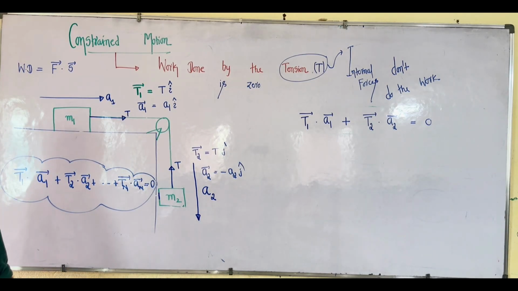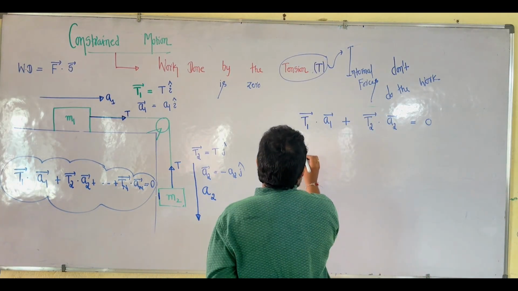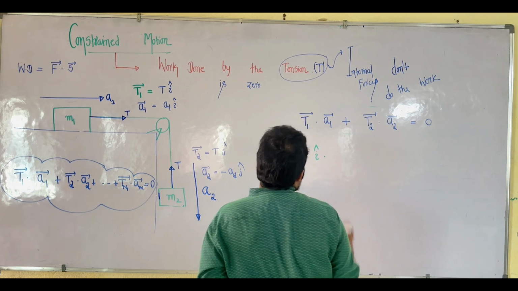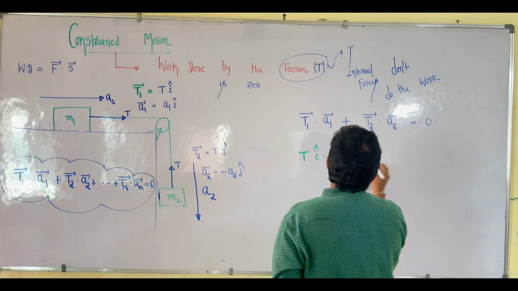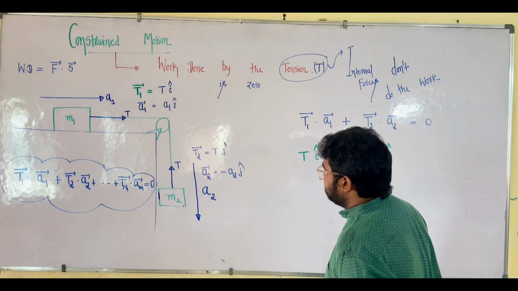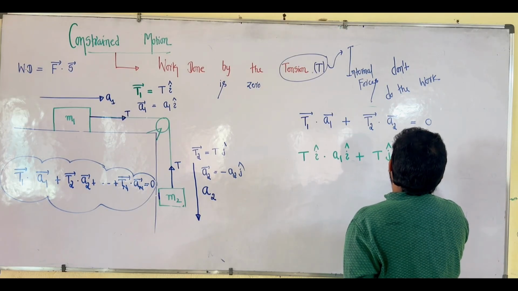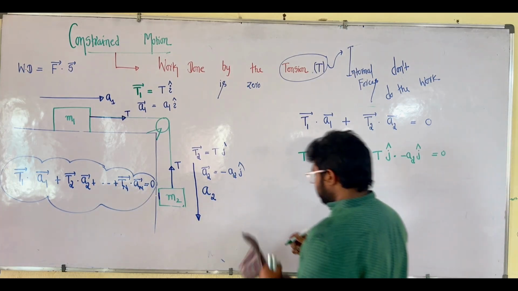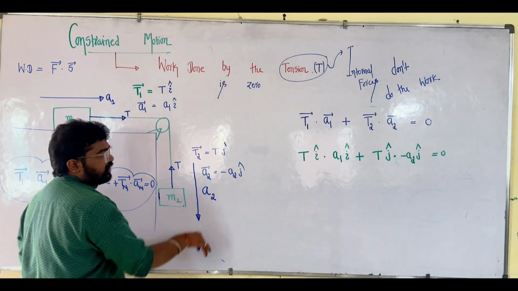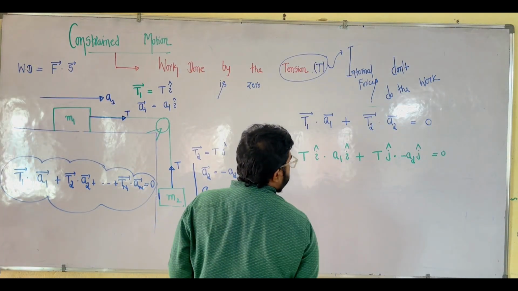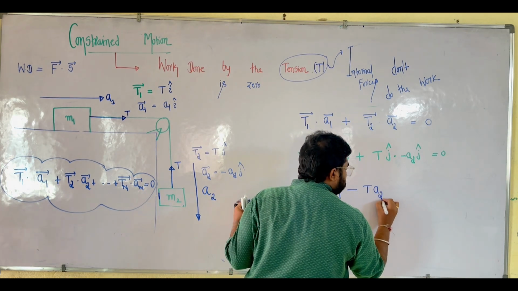Are you clear? Now we can substitute everything here. What are we getting? T I cap dotted with A1 I cap plus T J cap dotted with minus A2 J cap, that is equal to 0. So if we want to apply it straight away, what should we do? If both are in the same direction, plus will come. If both are in opposite directions, minus will come. Here, I cap dot I cap is how much? This is TA1. This is how much? Minus TA2. That is equal to 0.